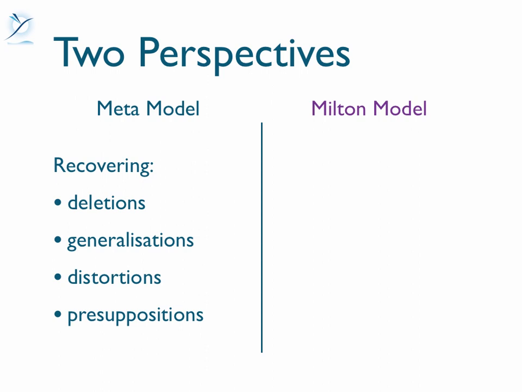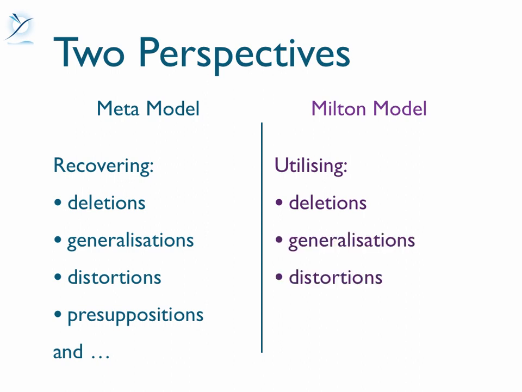And there's more. But first, the Milton model is about utilizing missing parts of language to allow people to wonder about what might be there that's not spoken about, but is hinted at or indicated in some way or another. Generalizations, distortions, and by now you can see the pattern, presuppositions.